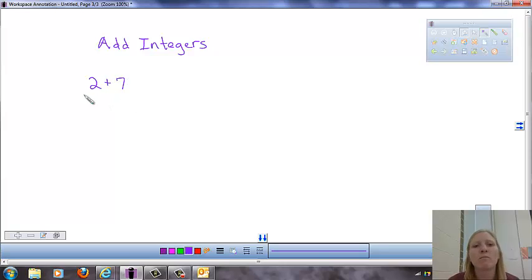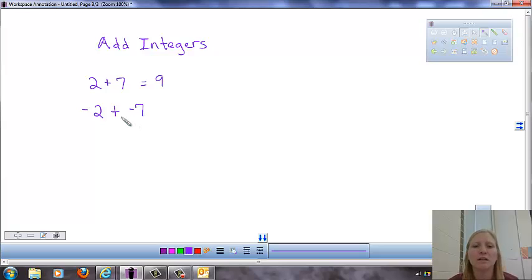Because those are both integers. What's 2 plus 7? That equals 9. Now, that's very easy because they're both positive integers. Now, when we add negative integers, let me change this. Let's say it's negative 2 plus negative 7.